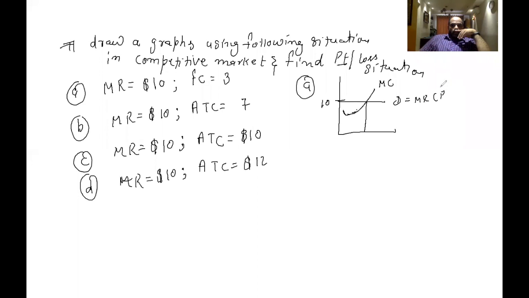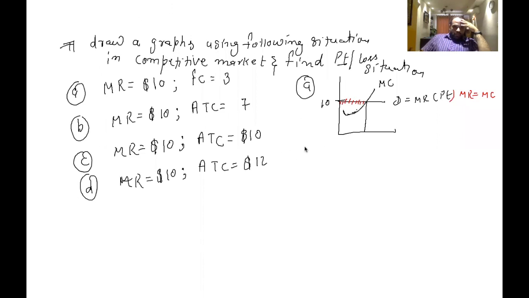Find profit. Profit is here. This profit, this point, because you're not going to have an additional cost, right? So MR equals MC. Here MR equals MC, profit maximization.